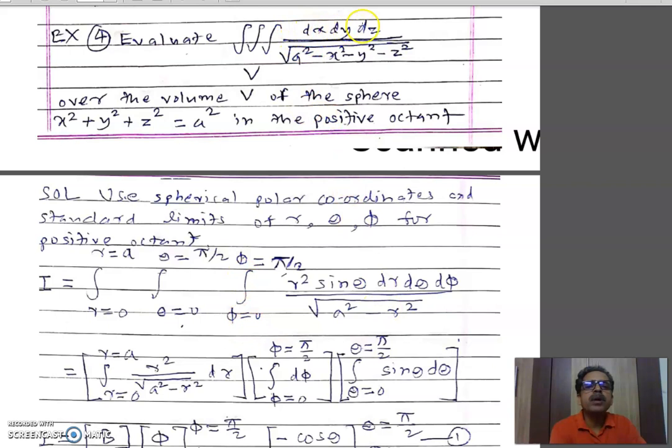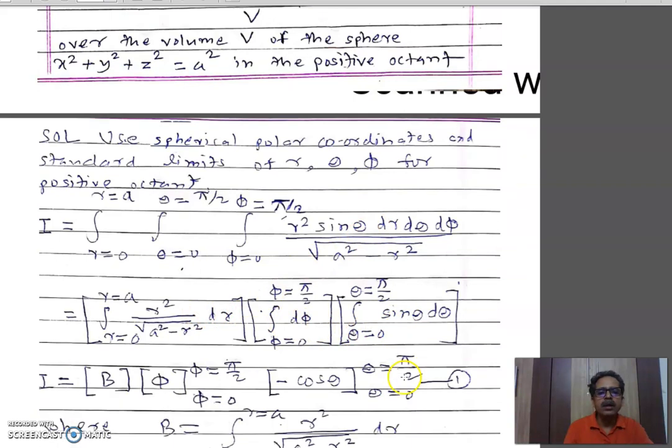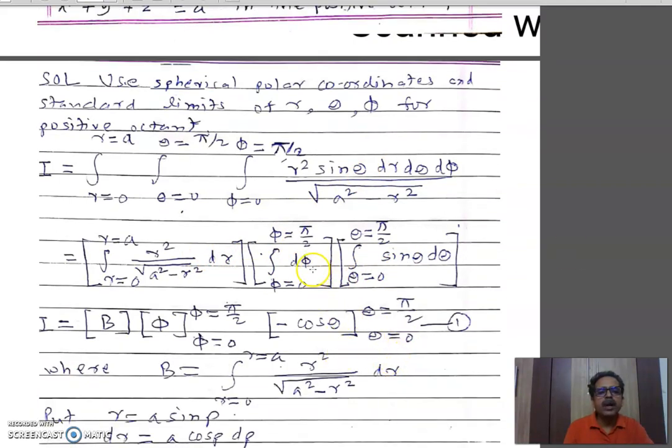Now the product dx dy dz became r square sin theta dr d theta d phi, and this denominator became under root of a square minus r square. Now you can see that all the 6 limits are constant, and the function is variable separable. So this triple integral is written as a product of 3 single integrals. Out of them, the last 2 brackets are easy, but the first bracket is difficult. So we call this first bracket b, and we make the calculation of b separately.